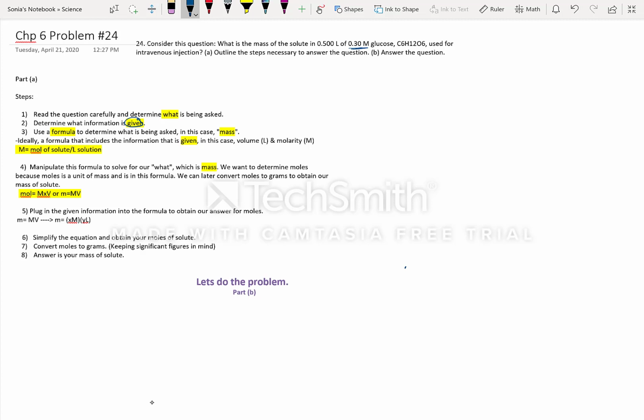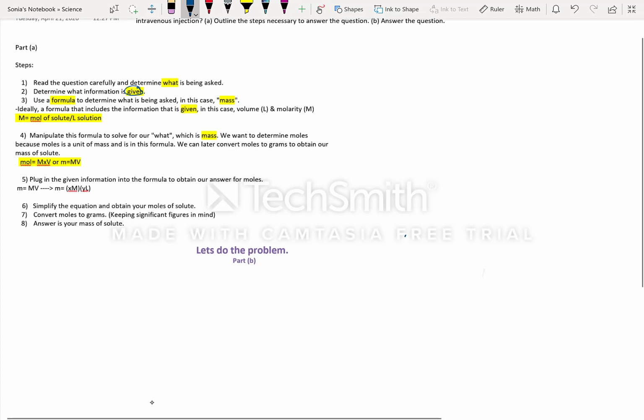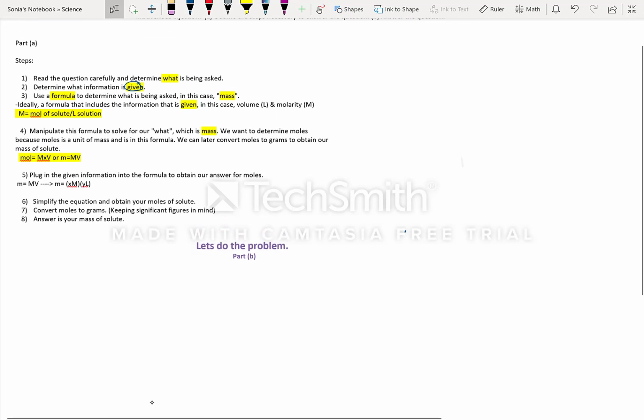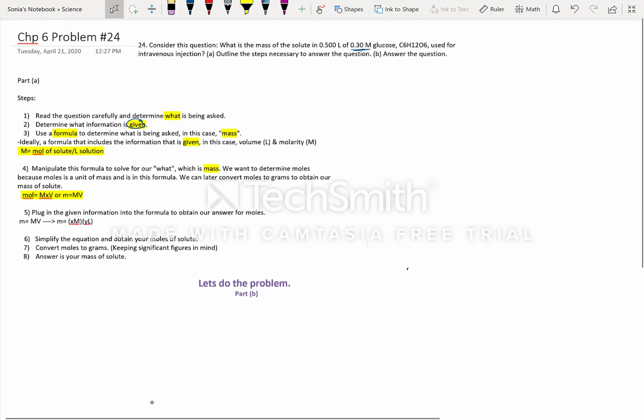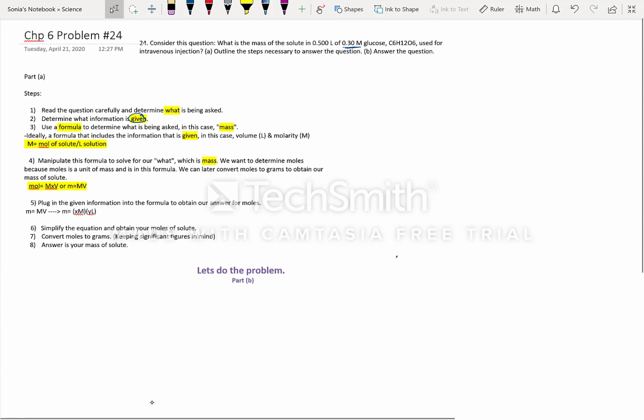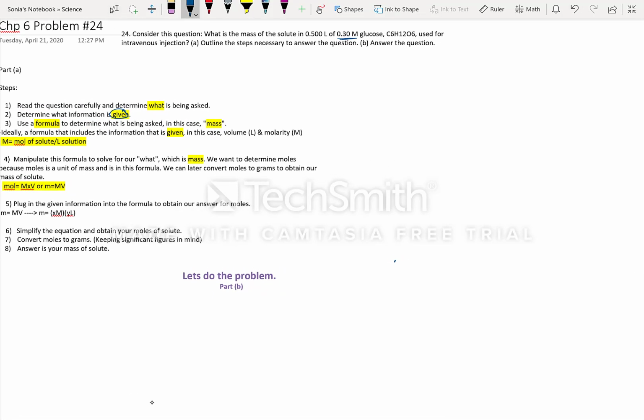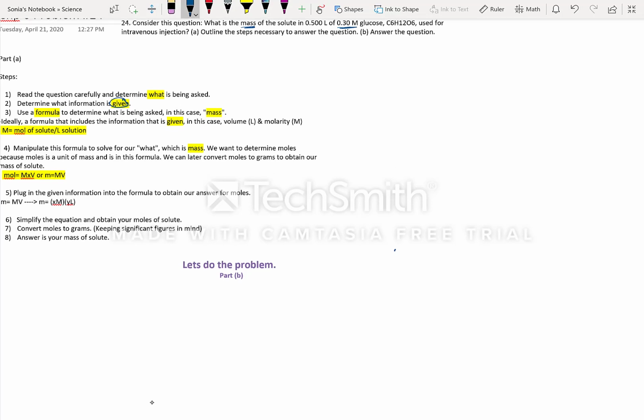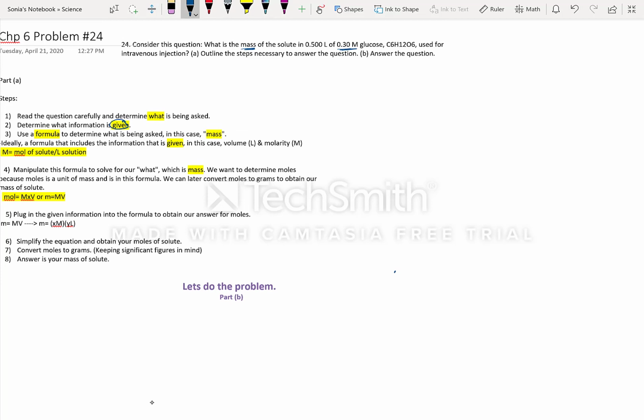So I went ahead and wrote a few steps over here on how I like to approach this kind of problem. Step number 1 says read the question carefully and determine what is being asked. If we go back to the question, we can determine that "what is the mass" tells us that the mass is what they're asking for. Number 2, determine what information is given. If we continue reading the question, we can see that the information given to us was the 0.500 liters of solute and 0.30 molarity glucose. So that gives us volume and molarity.